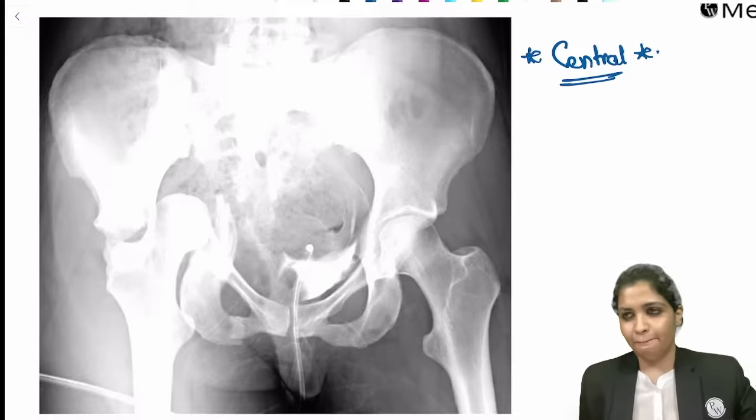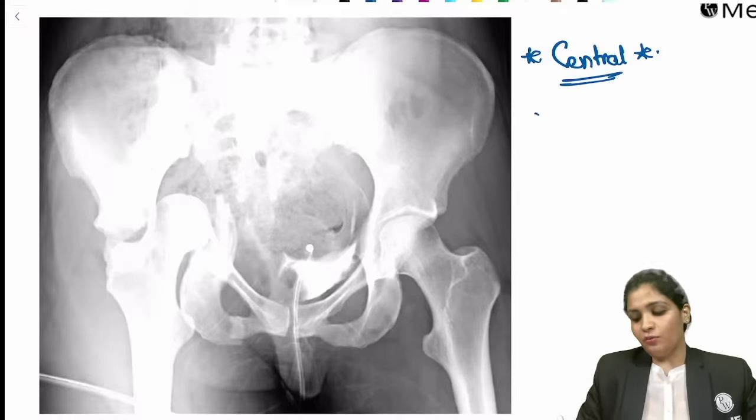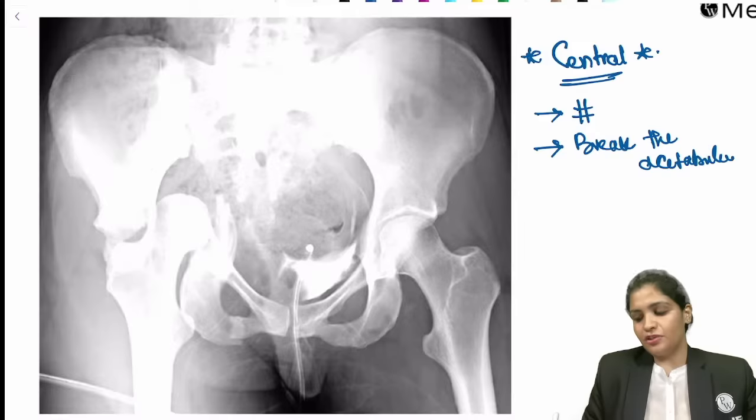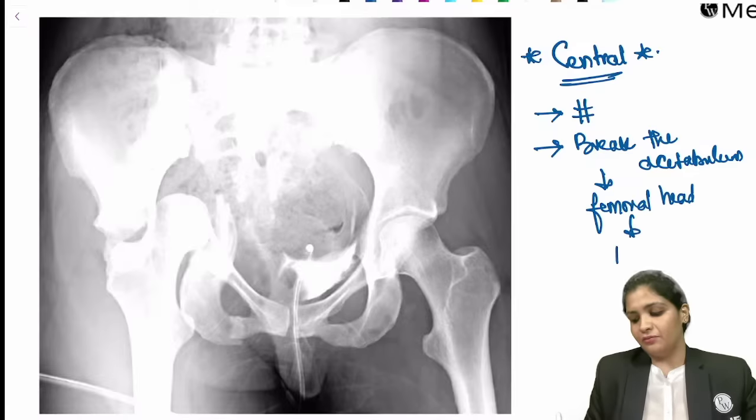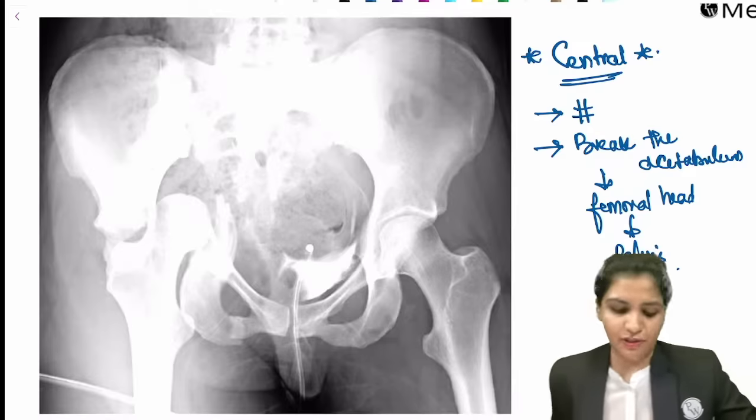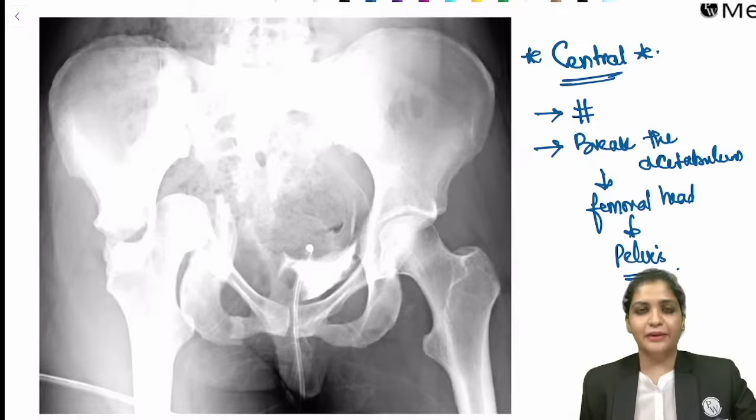If you can answer. It is always associated with a fracture. So there will be a break in the acetabulum which will allow the femoral head to enter into the pelvis. Yes, the femoral head going through the medial wall of the acetabulum and entering into the pelvis is the central dislocation.